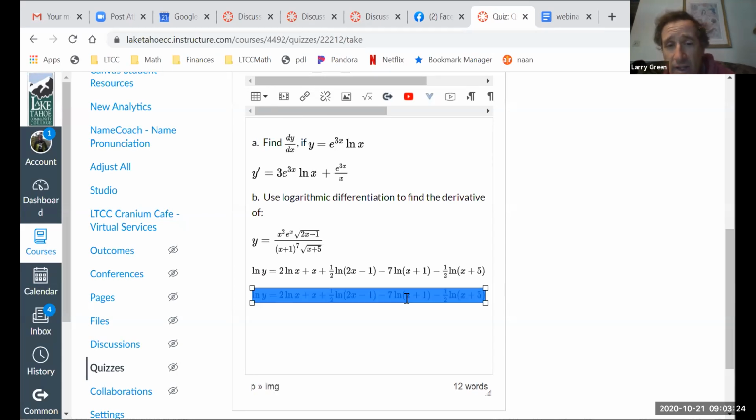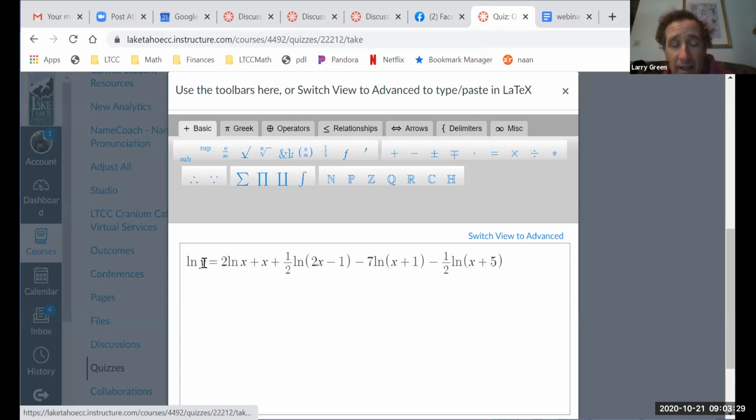And now it's time to find a derivative. And we use implicit differentiation to do that. What's the derivative of ln of y?